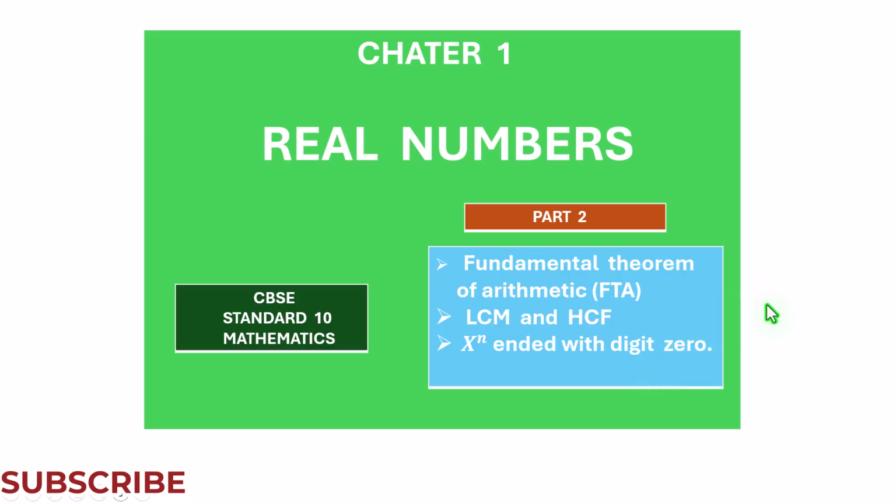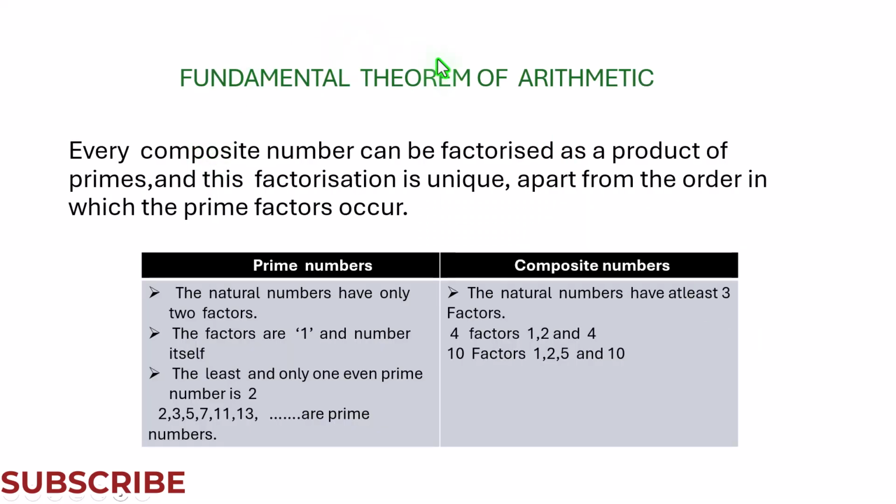So, let's get started. First, the fundamental theorem of arithmetic. The statement of the theorem is: every composite number can be factorized as a product of primes, and this factorization is unique apart from the order in which the prime factors occur. The statement talks about composite numbers and prime numbers.